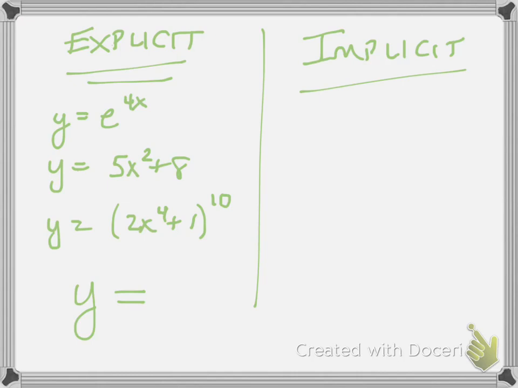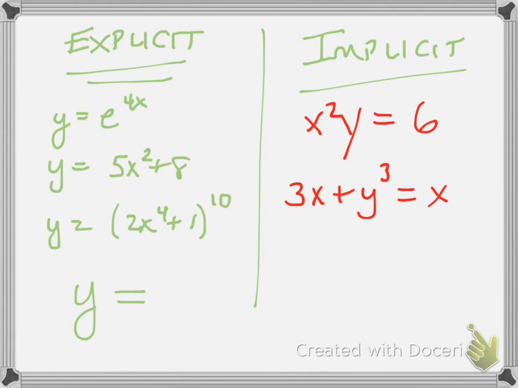An implicitly defined function, that's different. So that might be where you have a blend of x's and y's in the problem. You could have x squared y equals 6. Or 3x plus y to the 3rd equals x or something like that. Where maybe we could solve for y, but it might not be the most convenient thing to do. So we have a way to deal with that, and we're going to walk you through that process.